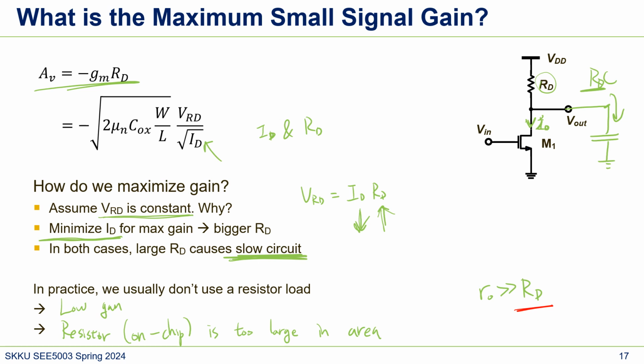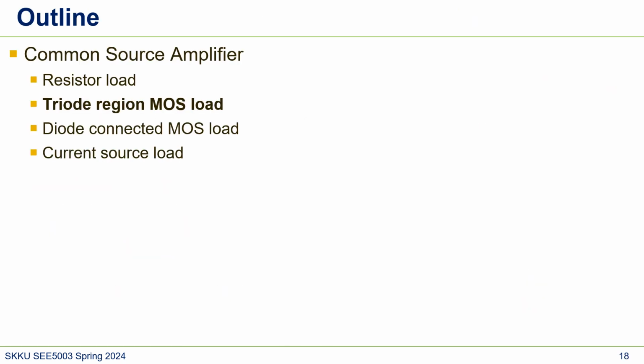And that's why I said RO is usually not ignored, because we're not using this RD, I mean, a resistor, as a load. So there's another way to do that. There's also cascode, but we'll learn about that again later. Anyway, the point is that in real circuits, we are not using an actual resistor as a common source amplifier load.